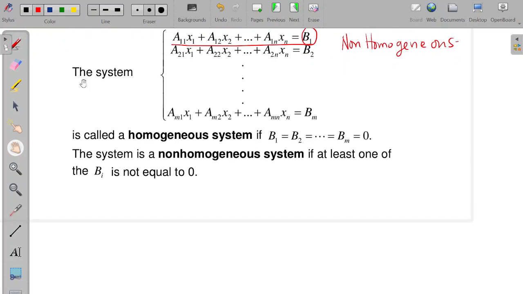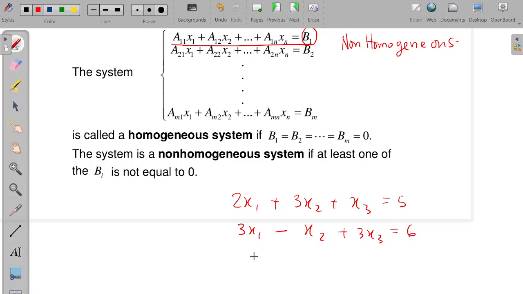So if I write this, for example, 2x1 plus 3x2 plus x3 equals 5. Then I have 3x1 minus x2 plus 3x3 equals 6. Then I have x1 plus x2 minus x3 equals 1. This is a general form of such a system.